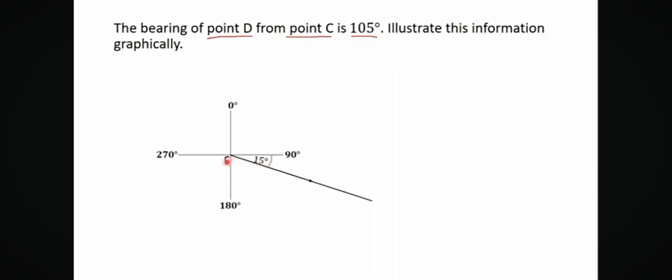So we have indicated our starting point. We have been able to draw our bearing. The ending point is point D, so you indicate it on the diagram as point D. So this is how to represent the bearing of one point from another on a diagram.